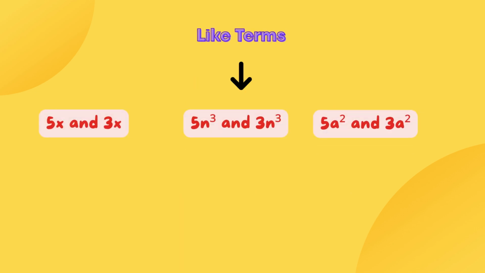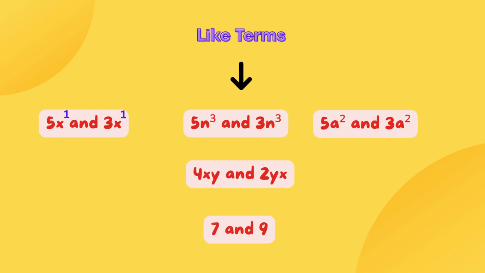Before moving forward, let us recall like terms. Like terms have the exact same variable and exact same power. Order doesn't matter, and even constants like 7 and 9 are like terms.